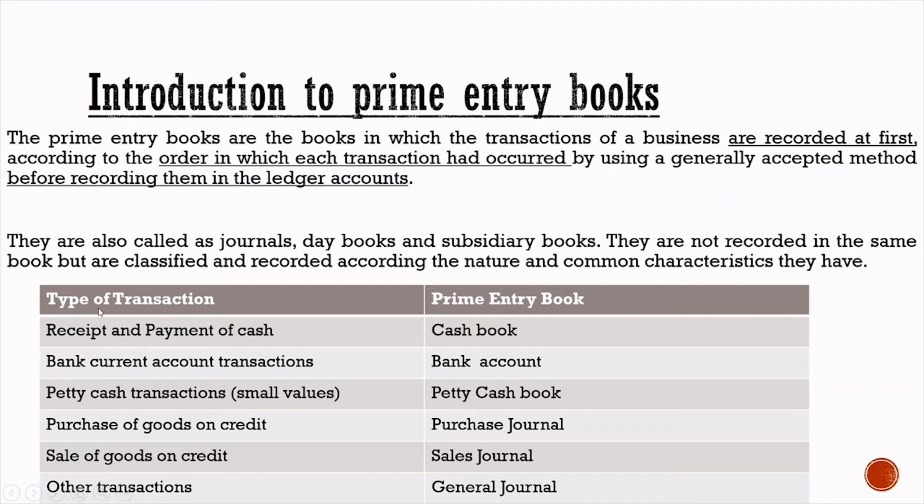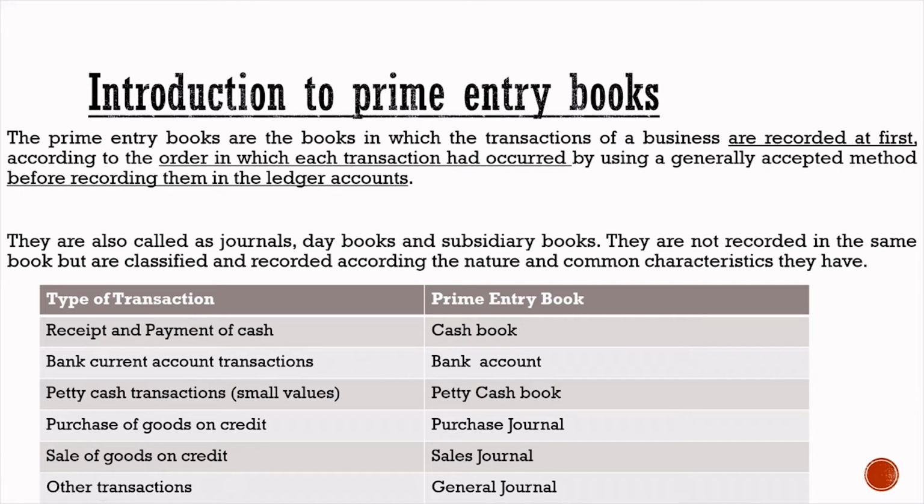right? So if the transactions are about the receipt and payment of cash, they will be recorded in the cash book. If it is about the bank current account transactions, it will be recorded in the bank account. If it is petty cash transactions, those are cash transactions of a small value, we record them in the petty cash book. Purchase of goods on credit will be recorded in the purchase journal. Sales of goods on credit will be recorded in the sales journal. And other transactions which do not go to these will be recorded in the general journal.